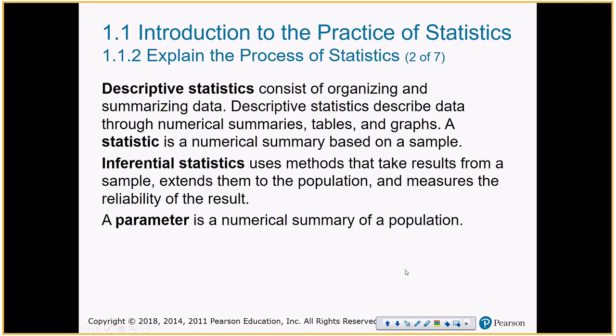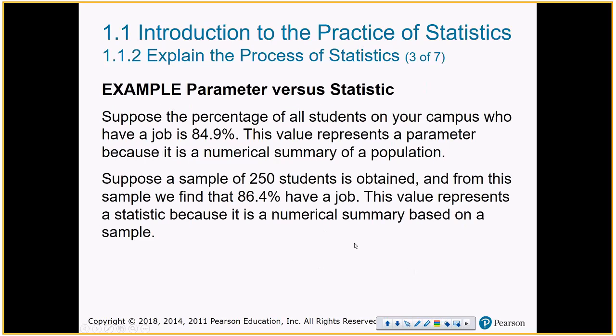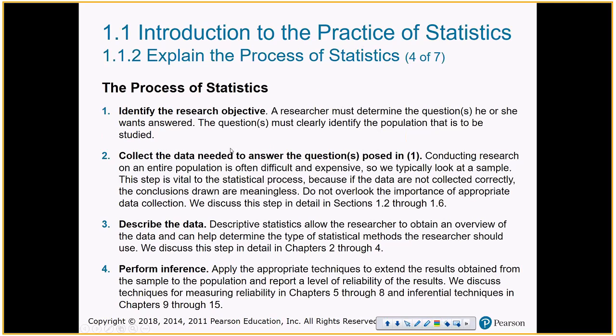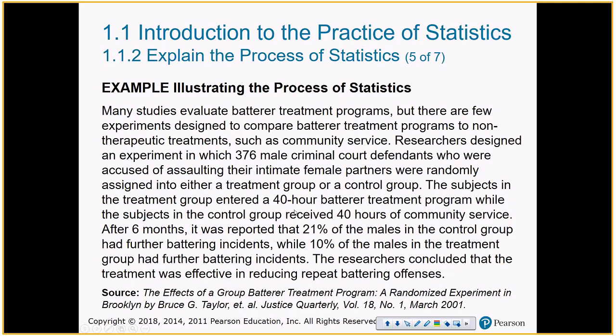If it's not important, I'm going to tell you we're going to skip it. Okay, parameter versus statistic. I told you I didn't know these slides. Suppose the percentage of all students on your campus who have a job, and so on. This is a parameter because it has to do with the population. Suppose that a sample of 250 is taken and they find that it is 86. That would be a statistic, lowercase, which would mean this is X bar and this is mu. Mu is pronounced M-E-U. We'll get to that later. You already wrote that down, you don't need that. I'm not going to get into all that. We're not going into research right now.